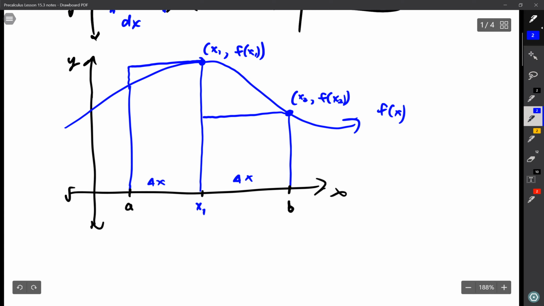So then how do you find the area of a rectangle? Well, the area of a rectangle is width times height, W times H. What's the width of this rectangle? Delta x. What's the height? F of x sub 1.